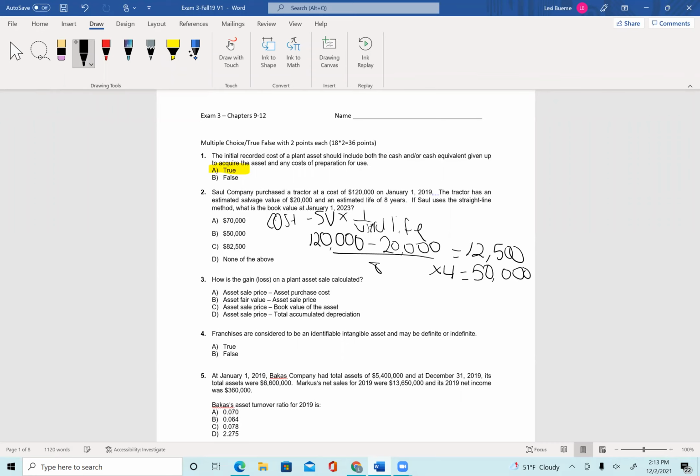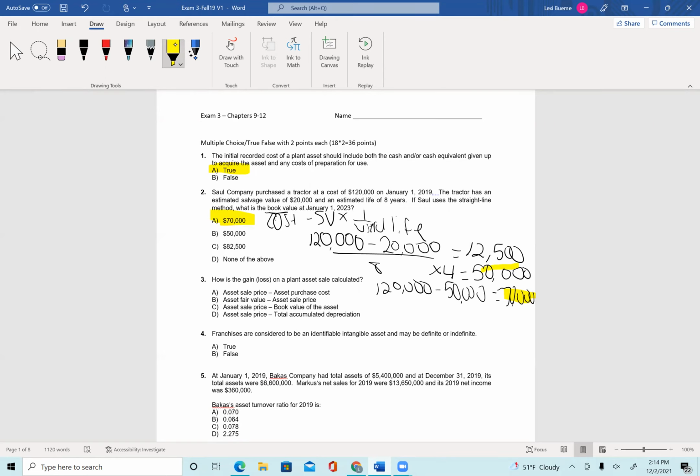And now it's asking for the book value, not for the depreciation amount. So we're going to do the cost of 120,000 minus 50,000. And that's going to give us our answer of 70,000. So you've got to be careful with what they're asking for. If they're asking for depreciation expense, it'd be the 50,000. But here they're asking for the book value.